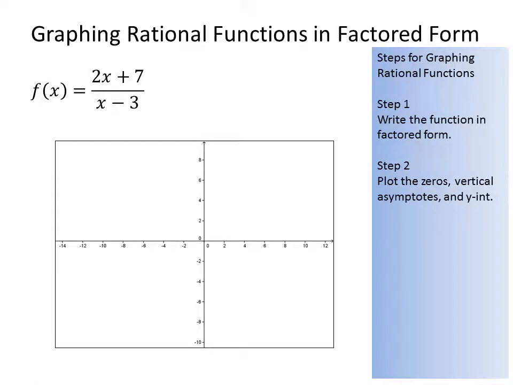So let's graph these things that we found. We saw that there was a y-intercept at negative 2.33 or so. We saw that there was an x-intercept at negative 3.5, and we found that there was a vertical asymptote at 3. The way that we should denote this vertical asymptote is a dotted line that's straight up and down through 3. So this is the end of step 2. This is as much as we can plot from this information.